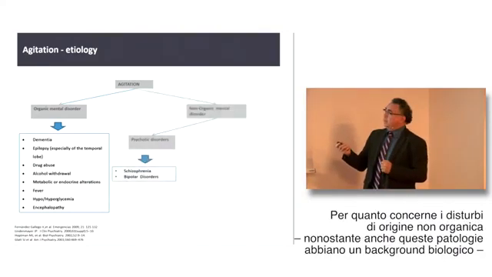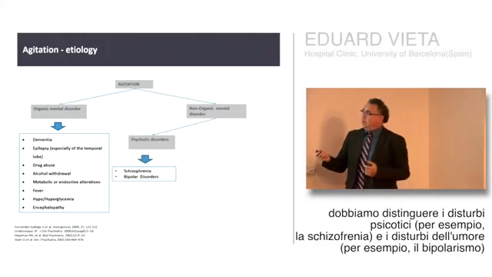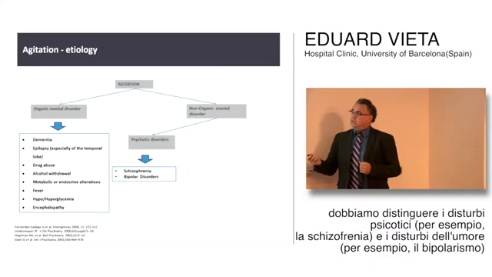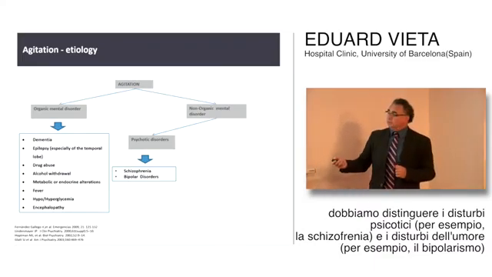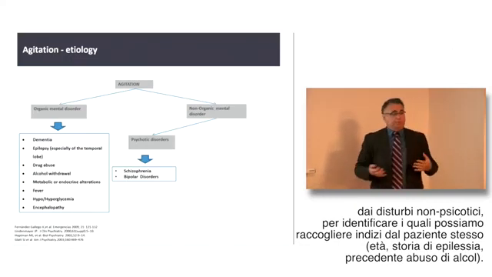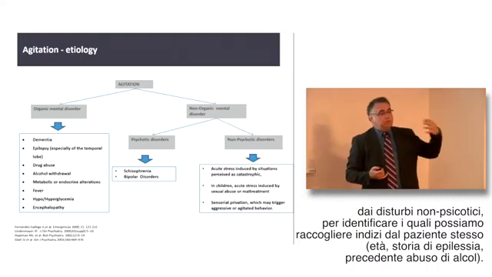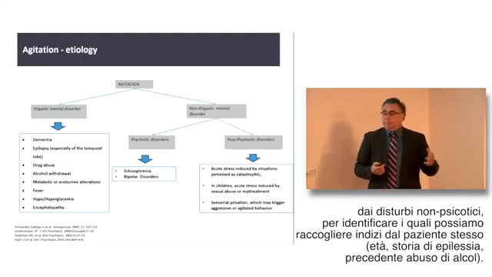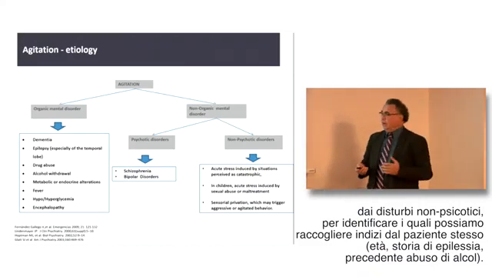For non-organic mental disorders, even though these disorders have a biological background, we have two groups: the psychotic disorders, including schizophrenia, and mood disorders in general, mostly bipolar and mania. These are the most common causes of agitation, apart from drugs. With schizophrenia and bipolar, we can have some clues. The age of the patient, maybe the history of epilepsy or alcohol abuse, etc., can help us.